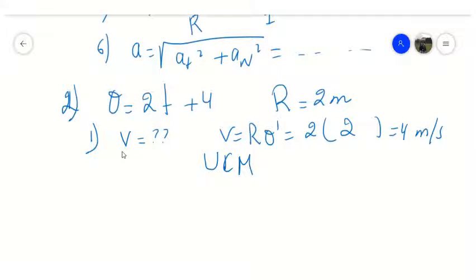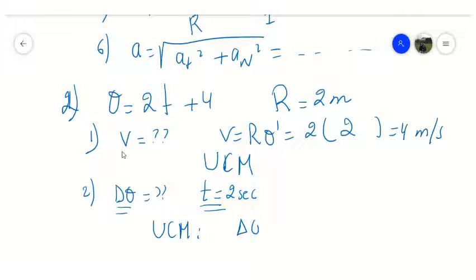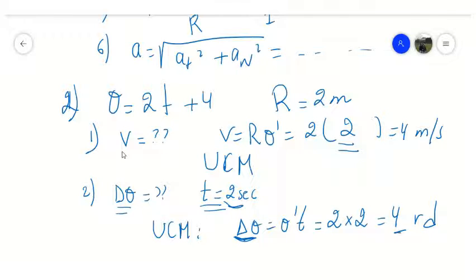What about if we have to determine the angle described by the particle during a certain time t equal to 2 seconds? During the 2 seconds of motion, what will delta theta be? Since the motion is uniform circular motion, we can use delta theta equals theta prime times t. We have theta prime calculated, it's 2 radian per second, times t, which is 2 seconds, we obtain 4 radians. So the angle described by the particle during 2 seconds will be 4 radians.